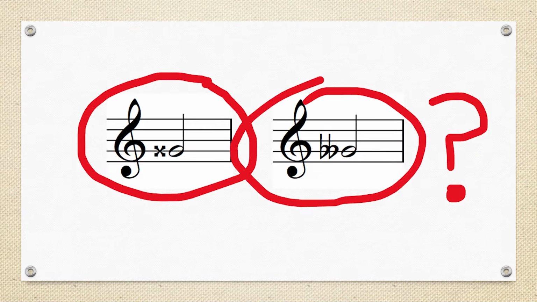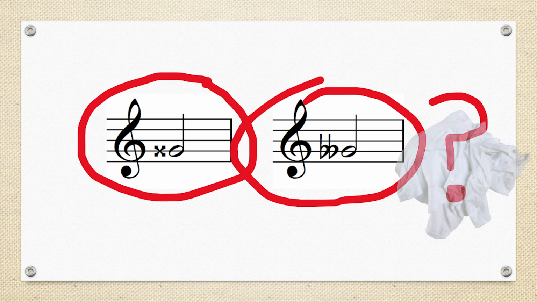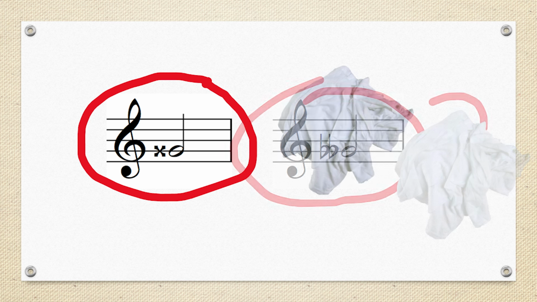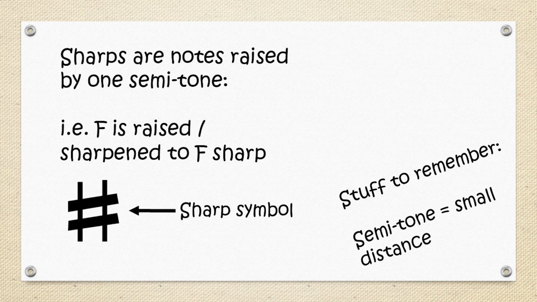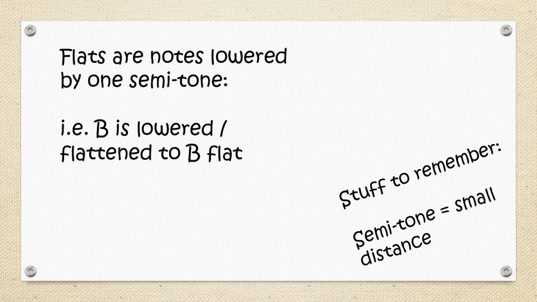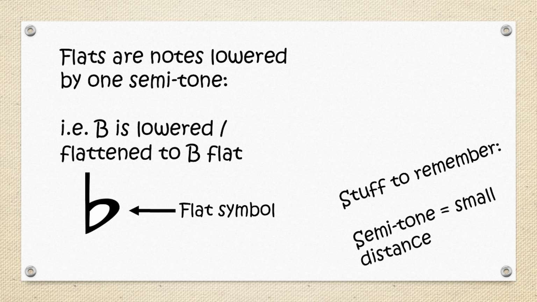Before we can talk about double sharps or flats then, let's first make sure we understand the more common single sharps and flats encountered in everyday music. Put simply, a sharp raises a note by one semitone, a semitone being the smallest distance between two notes in the Western musical system. For example, F is sharpened to F sharp, and this is shown by the use of the sharp symbol. Likewise, a flat lowers a note by the same amount. For example, B is flattened to B flat, and shown by the use of the flat symbol.